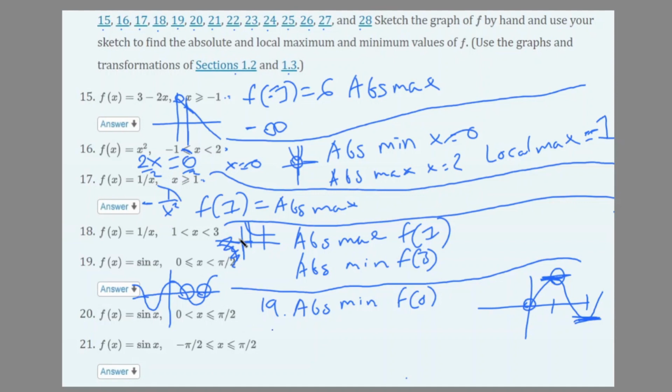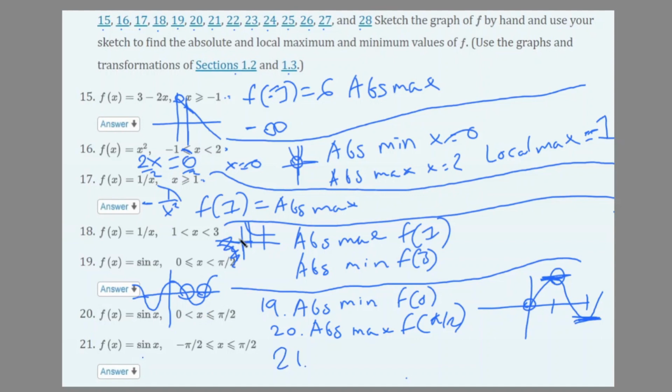And now number 20, it looks like exactly the same question, except the greater than or equal to sign is switched around. So for this, the absolute maximum would be at f(pi over 2). And then here, the absolute minimum wouldn't exist because the greater than or equal to sign does not exist there.